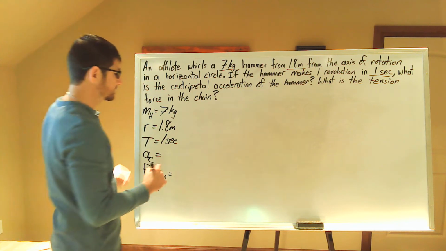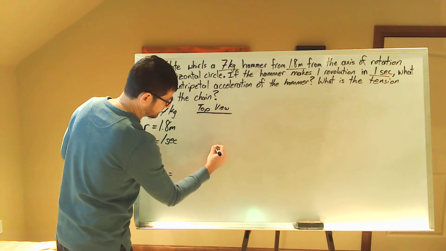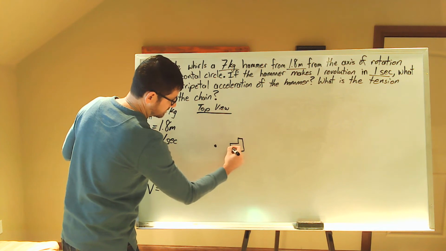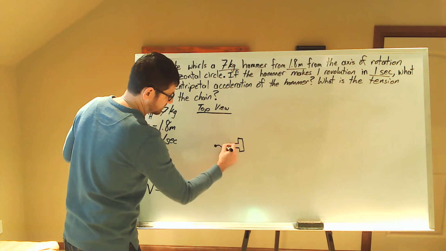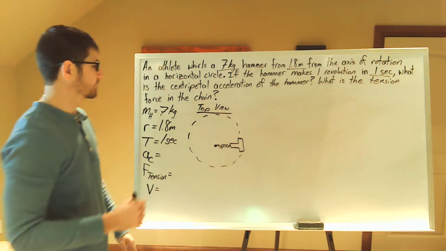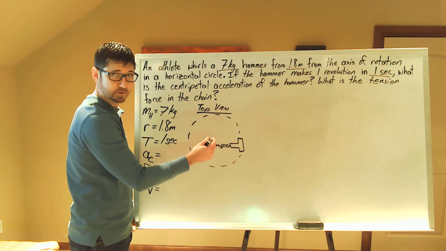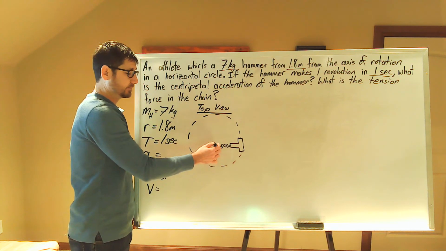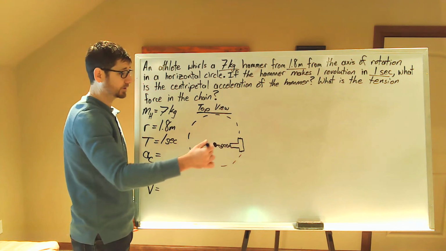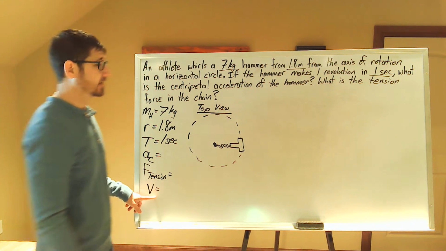Now, to draw a simple picture, if we had a top view of this situation, we have the hammer here, and we have a chain, and this is spinning in a circle here. So we have a top view, and here in the center of the circle is the axis of rotation. If this were in 3 dimensions, you would be able to see this axis of rotation coming out of the board here. Okay, so to start this off, we're going to calculate the velocity of the object.